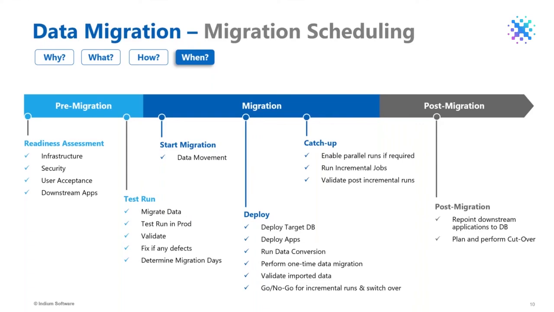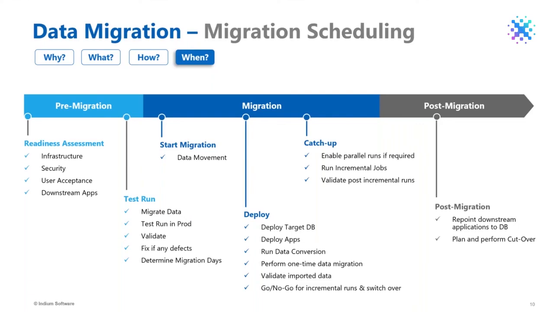Starting with pre-migration, the pre-migration tasks include readiness assessment, which is assessing your readiness on infra and security, getting the user acceptance test done, and ensuring all the apps that connect to your application and database are tested and ready to migrate. Then you will need to do a test run to identify a go/no-go for your migration. So migrate data in your test run in prod, validate it, fix any defects, and then determine the actual migration days. That's why you see it slightly inside rather than at the end of pre-migration. Then you have a little bit of time to prepare for your migration.